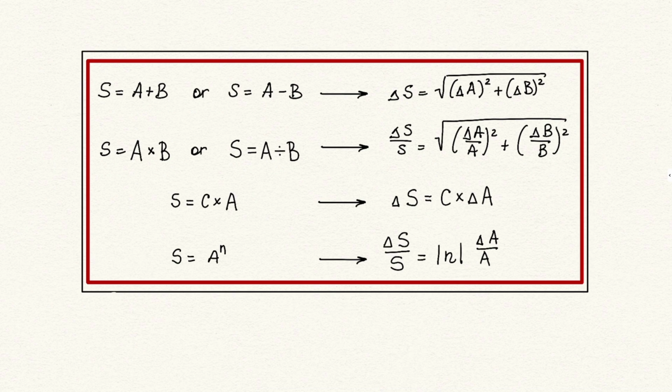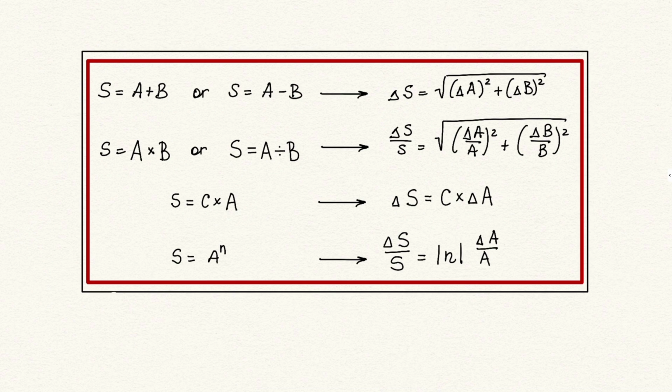The third case is when S equals a product of some measurement A and a constant C. And it's very easy because a constant doesn't have an error. So your absolute error in S just equals the product of the constant itself with the absolute error of A.